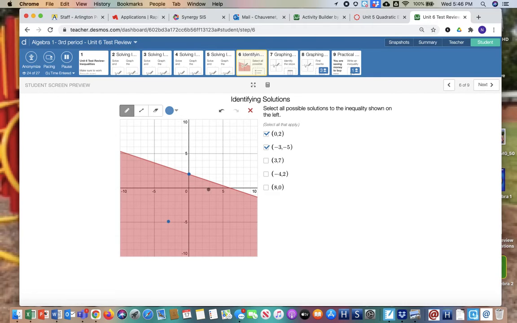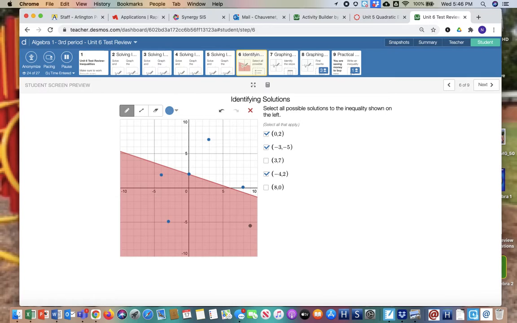(3, 7). So right 3, up 7. That is in the unshaded region. That is not a solution. (-4, 2). Yeah, that is in the shaded region. That is a solution. (8, 0). Right 8, up or down, none. That is not a solution. It's not in the shaded region.